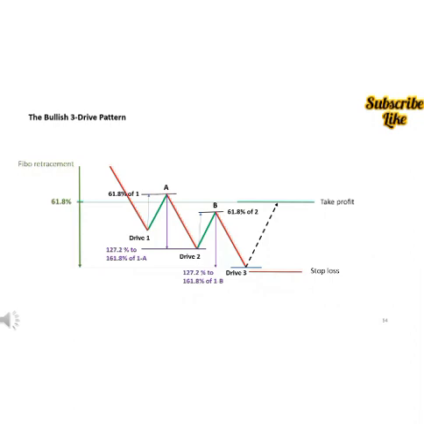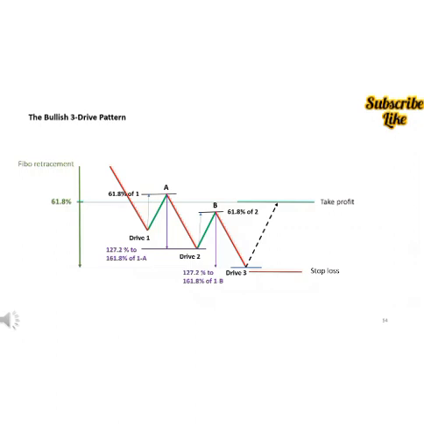You look to enter the market on the third drive, as this offers the most precise entry point, with the greatest profit potential. This will either be a 127% or 161.8% Fibonacci extension. For a bearish 3 drives pattern, a short sell trade, simply invert the pattern and your orders.